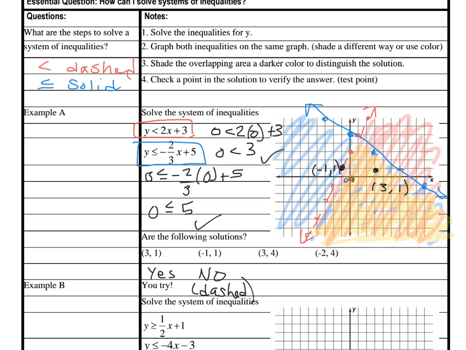Next, let's check (3, 4). So we go over 1, 2, 3, up 1, 2, 3, 4, and put a point right there. So that is the point (3, 4), which if we look, is in the red area. It needs to be in both red and blue, so both. So this is no. And let's actually go ahead and put X's on the ones that didn't work, just so we can see quickly.